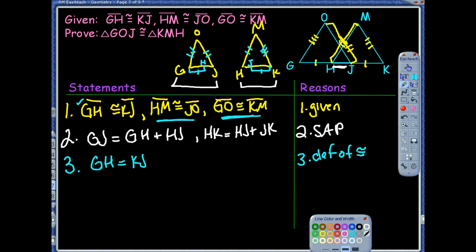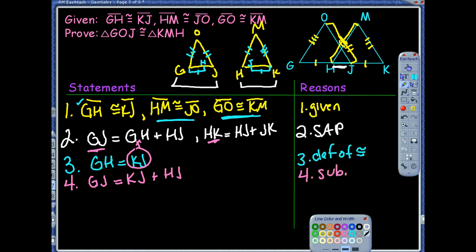The only reason why I want to do that, now take notice of what I'm going to try to do. My goal is to try to get GJ and HK to equal each other. And right now, their sums are not exactly the same. So I want them to look the same. So I'm going to substitute, let's put KJ in for GH right above it. So it's going to be GJ equals KJ plus HJ. And I just substituted.